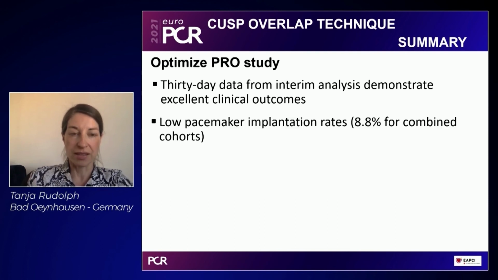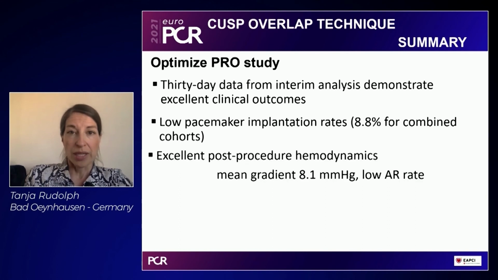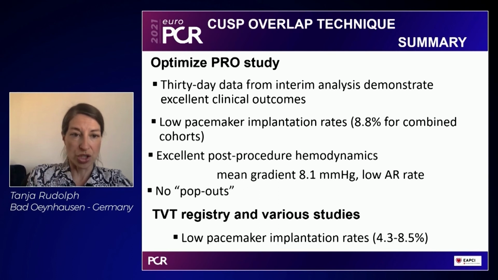In summary, from the Optimize PRO study, we learned that with the cusp overlap technique, we are able to achieve excellent clinical outcomes. We can also achieve really low permanent pacemaker implantation rates. Hemodynamics are, as always, excellent with the Evolut prosthesis, with a mean gradient of 8 and low PVL rate. There were no pop-outs, even though a high implantation position was being tried to achieve.